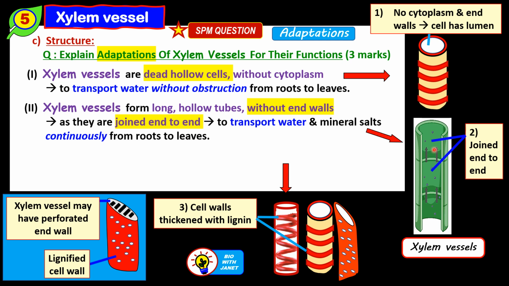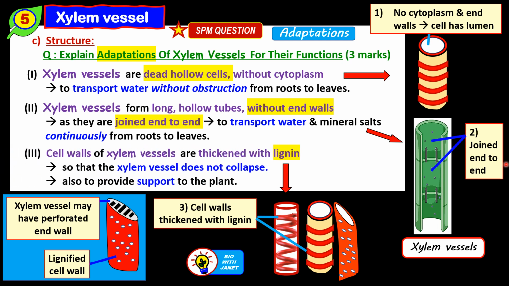If it's for tall trees, then it's very long. The xylem vessels form long hollow tubes when they are joined together. Now, this will help to transport water and mineral salts continuously from the roots to the leaves, right?